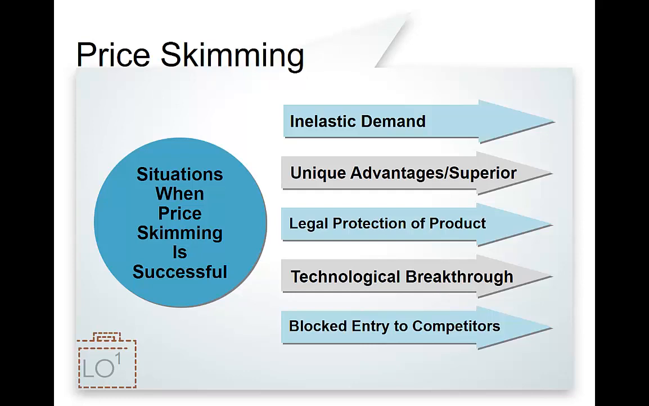First, when the demand is inelastic, price skimming is successful. Second, when unique advantages or a superior product is present, then price skimming is possible. Third, legal protection of the product. For example, when the pharmaceutical industry introduces a new drug, there's legal protection of the product. Fourth, technological breakthrough. For example, Tesla introduced their Model S. They charged a higher price than other cars, and they can still remain the same price for the cars because their technology broke through the car market. Lastly, blocked entry to competitors by the protection of the patent or the trademark.